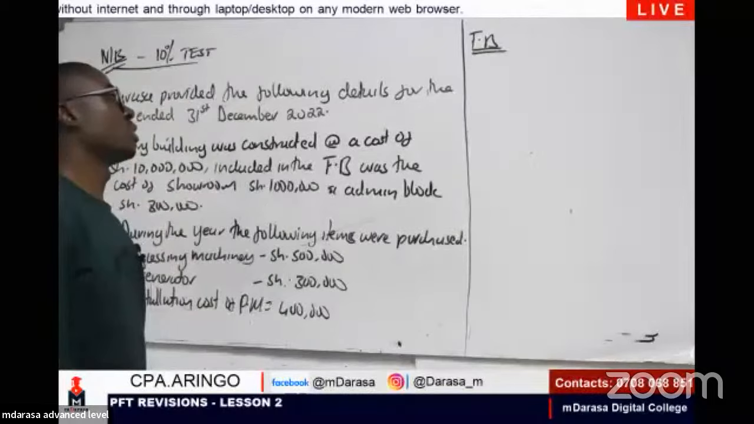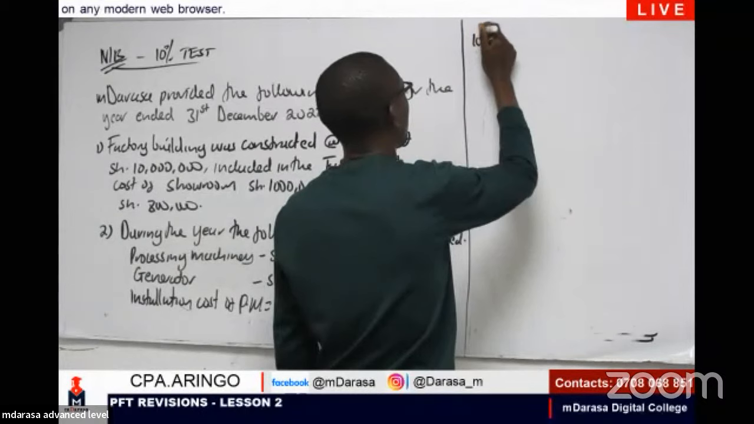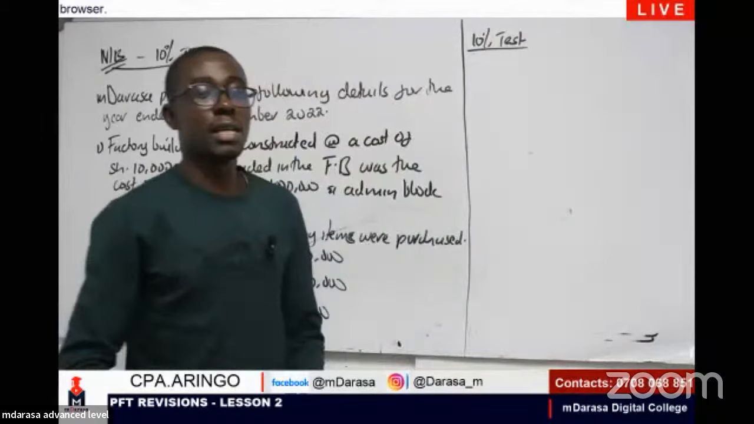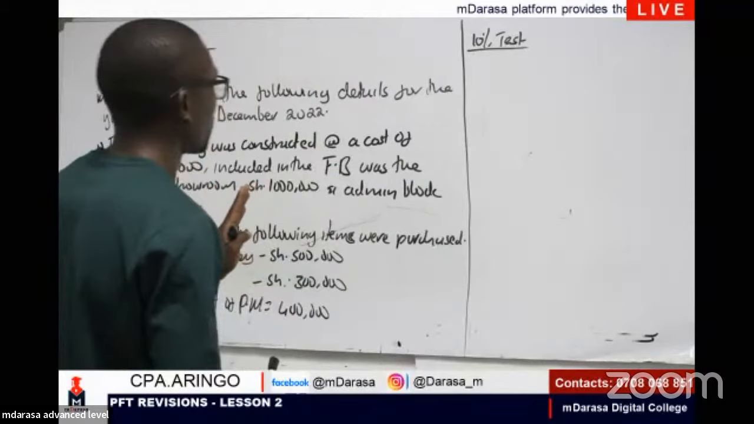Very good. So ideally, what Rose is telling us is that we are supposed to do a 10% test. The first procedure is for us to conduct our 10% test. That is the first stage. The moment you realize that you have non-qualifying items in the factory building, you have to do the 10% test. This is how we are going to do it. We have the cost of the factory building.